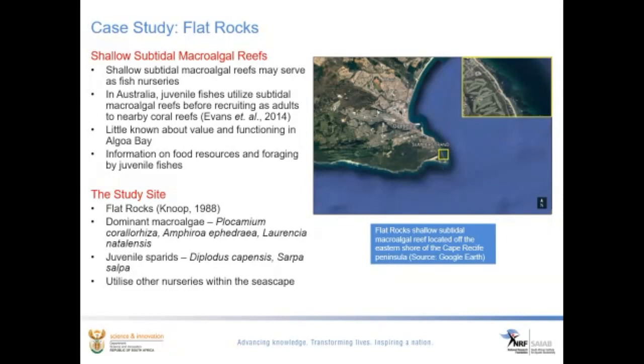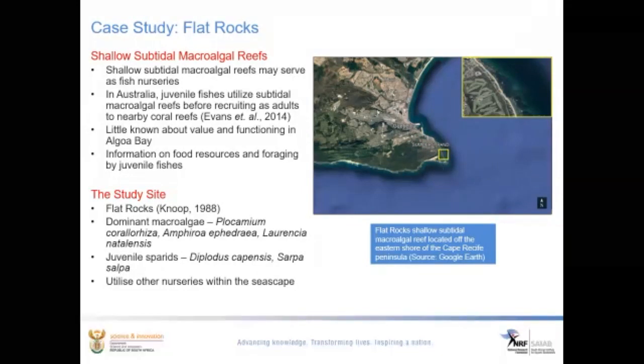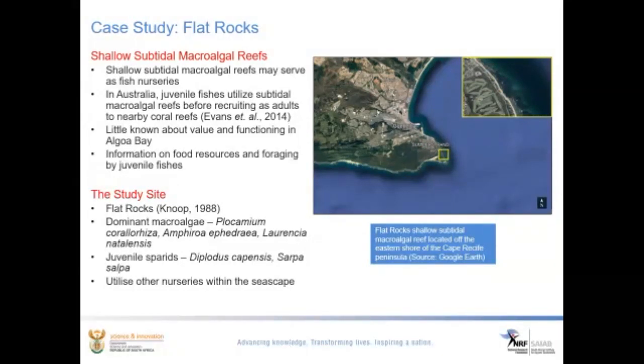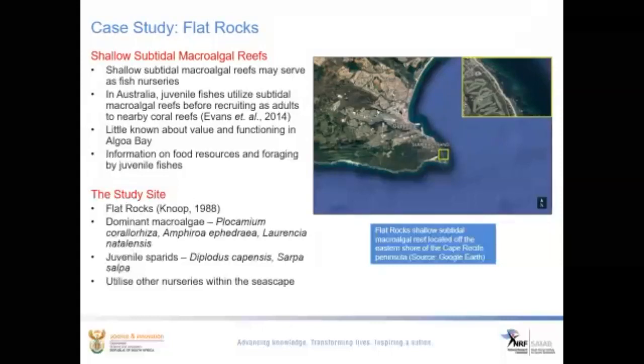Flat Rocks comprises the subtidal macroalgal reef located off the eastern shore of the Cape Recife Peninsula of Algoa Bay. It is dominated by Plocamium corallorhiza, Amphiroa ephedraea, and Laurencia natalensis, and juvenile sparids Diplodus capensis and Sarpa salpa are abundant. They also utilize other nurseries within the seascape.